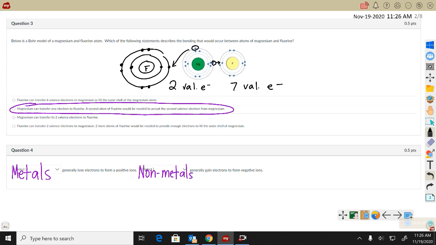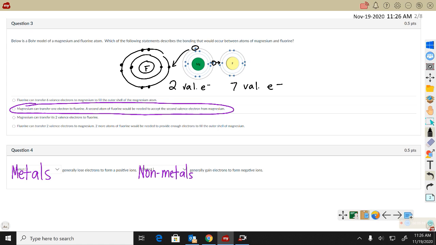Magnesium will lose 2. But fluorine can't transfer 6 valence electrons because it has 7. So then there'd still be 1 random electron hanging out. Magnesium cannot give both electrons to fluorine. Fluorine can only take 1. And fluorine is not, again, in the business of transferring electrons to magnesium. Fluorine, which already has 7 valence electrons, would like to gain 1. It's really close to a full outer shell.